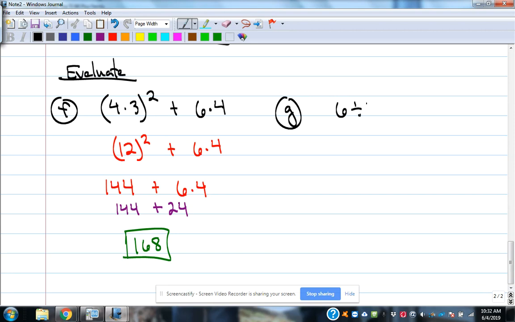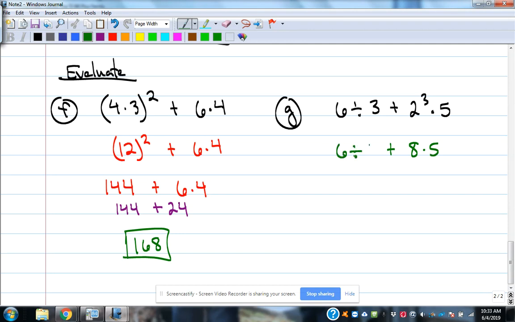Let's do this one. 6 divided by 3 plus 2 to the 3rd times 5. If I do that step by step, there are no parentheses in this problem, but there is an exponent. There's a 2 to the 3rd power, which I know to be 2 times 2 times 2, which is 8.